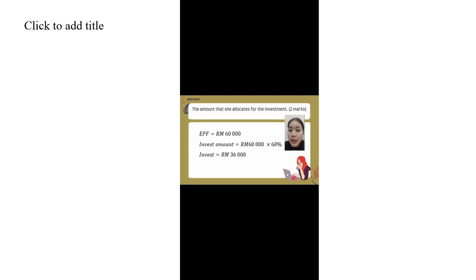Calculate the amount she allocates for the investment. So she has 60,000 ringgit of her EPF. She wants to invest 60%. So 60,000 ringgit times 60% is equal to 36,000 ringgit. So she will invest 36,000 ringgit.